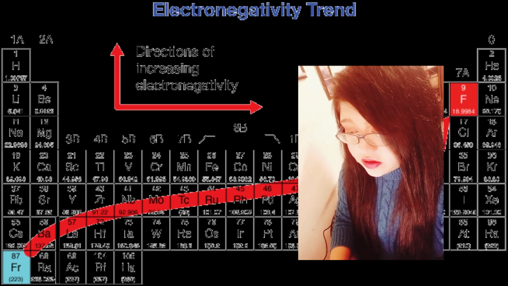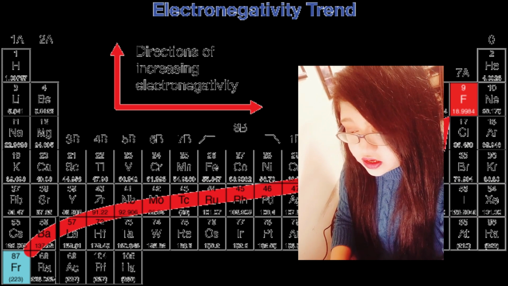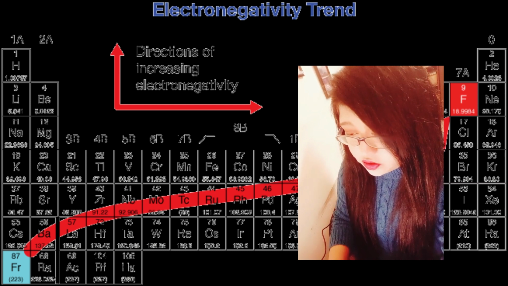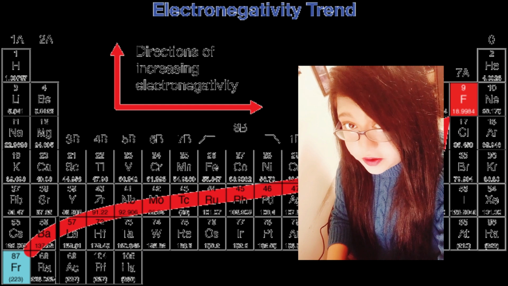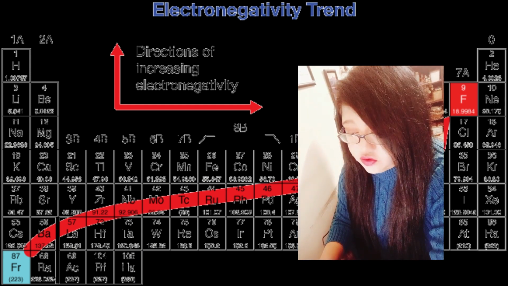Now, looking across a row or down a group of the periodic table, we can see a trend in the values. What are the electronegativities of these elements across the periodic table? Lithium has 1, oxygen 3.5, nitrogen 3, carbon 2.5, and boron 2. And similarly, looking down, what are the electronegativities of these halogens? The first member is fluorine, which has an electronegativity of 4, and iodine has 2.6.